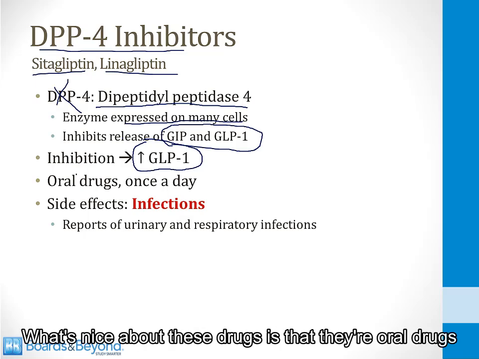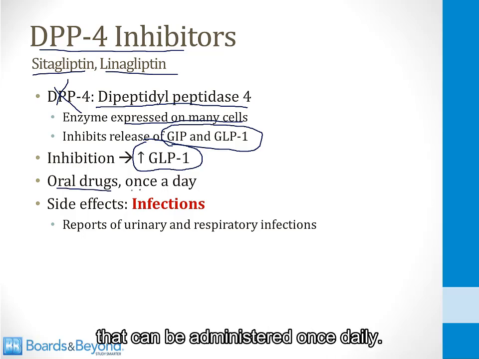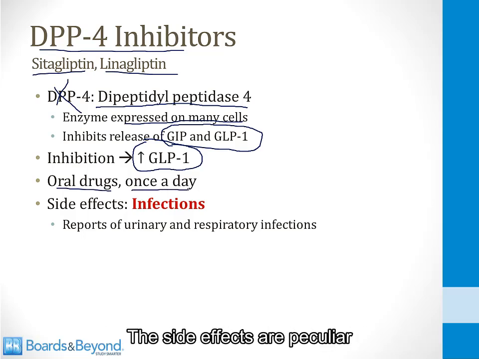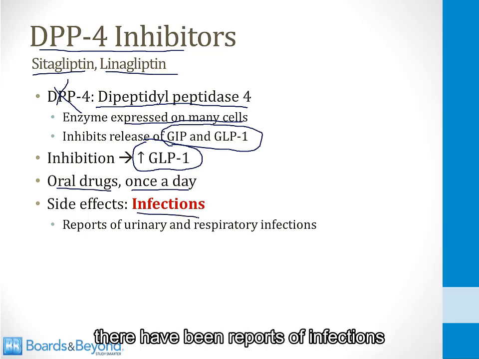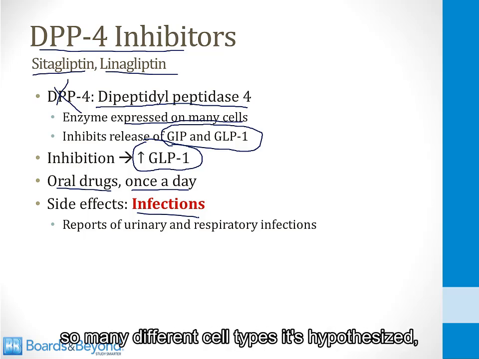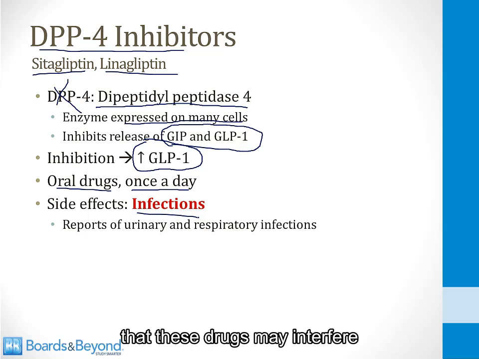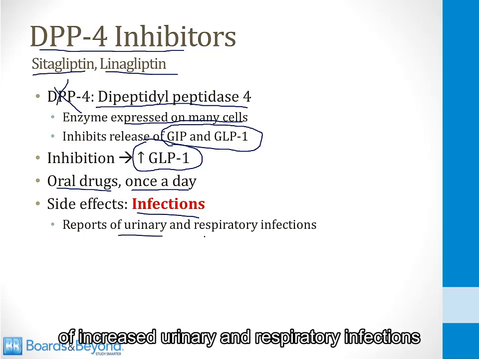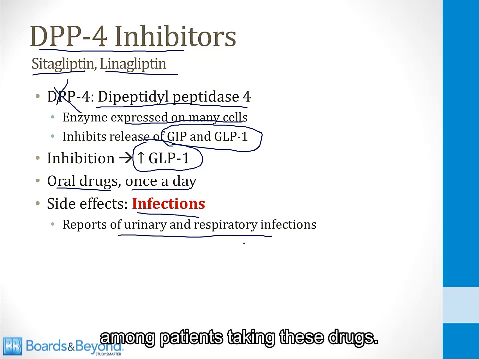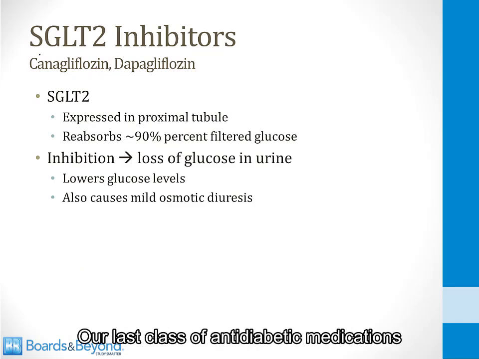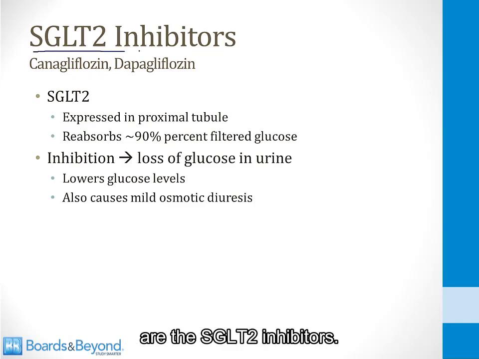What's nice about these drugs is that they're oral drugs that can be administered once daily. The side effects are peculiar. There have been reports of infections in patients taking these drugs. The mechanism is not clear, although since DPP-4 is expressed on so many different cell types, it's hypothesized that these drugs may interfere with the immune system's function, but there are reports of increased urinary and respiratory infections among patients taking these drugs. Our last class of anti-diabetic medications are the SGLT2 inhibitors.